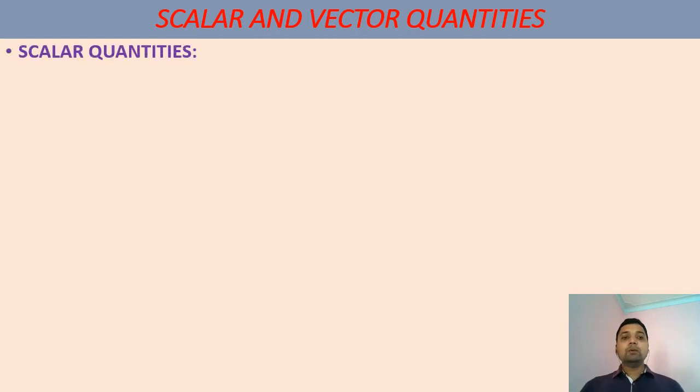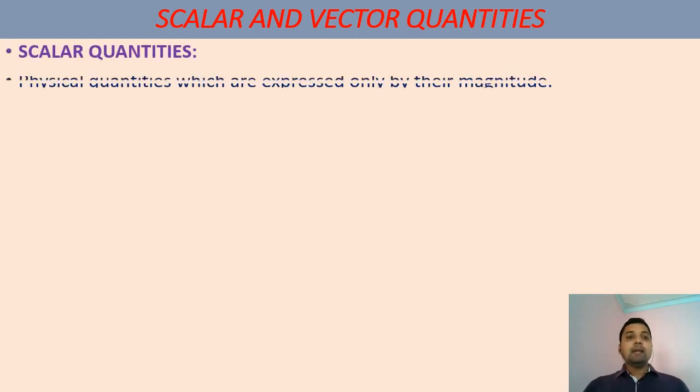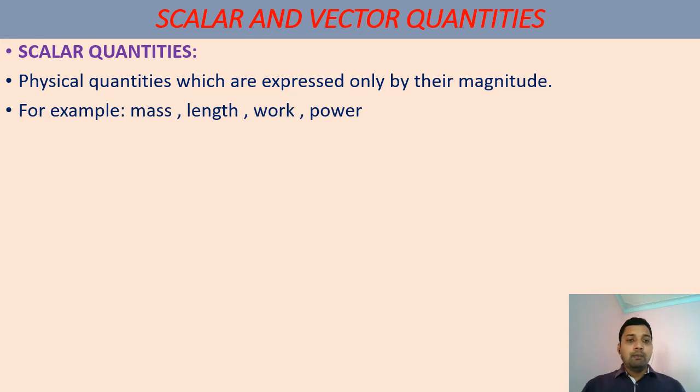First, the scalar quantity. A scalar quantity is a physical quantity which has only magnitude but does not depend upon any direction, like mass. Mass has only magnitude, meaning the amount, but does not depend upon the direction, like distance. So we can say mass is a scalar quantity. In scalar quantities we get mass, length, work, power, all of which are not dependent on the direction.